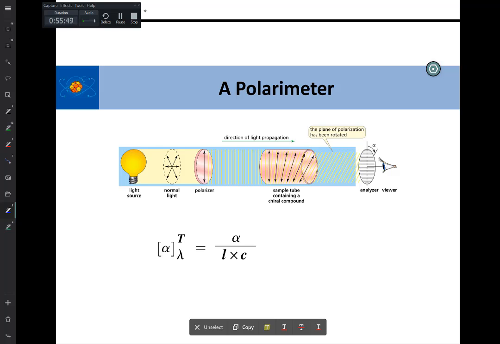Okay, and then what you do is you put the compound in and then the light rotates. And then you turn this again until you get black again. And then you look at the angle that you've turned it, and that tells you how far the light has been rotated by the substance in the tube. Okay.